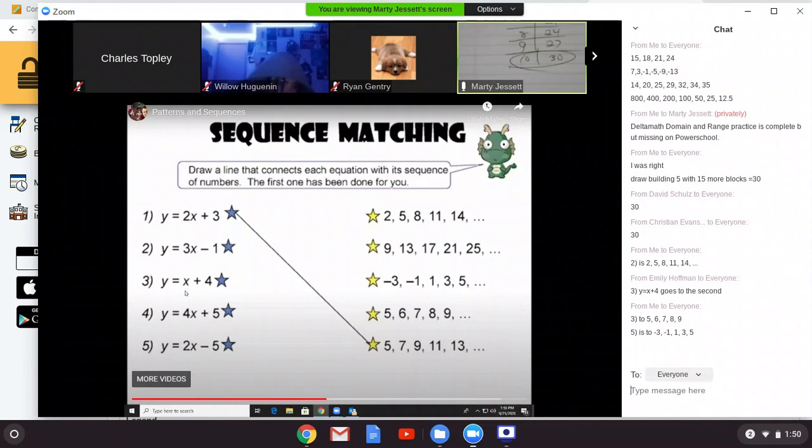What about x plus 4? Okay, I saw some people said it should be this one right here. Well, let's see. What if we put in a 1 for x? Well, 1 plus 4 is 5. Oh, wait, first number should be 5, not 9.